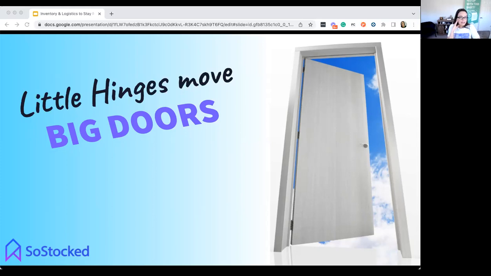The opposite of that is a phrase: little hinges move big doors, right? It's important to know how to move those hinges. We're going to talk about some of the hinges that can be moved that can add a lot more to your profit margin and to your bottom line.